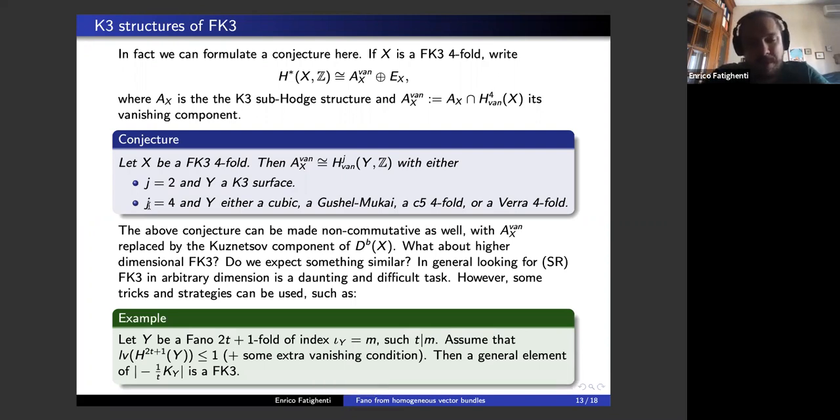Suppose you start from a Fano Y which has odd dimension 2t+1, and suppose it has a certain index m, and you want a divisibility condition between t, which is part of the dimension, and the index m. And suppose that the Hodge level of the middle cohomology of Y is less than or equal to 1, and you have to require some extra vanishing conditions. Then what we get is that the general element of this linear system is in fact a Fano variety of K3 type.